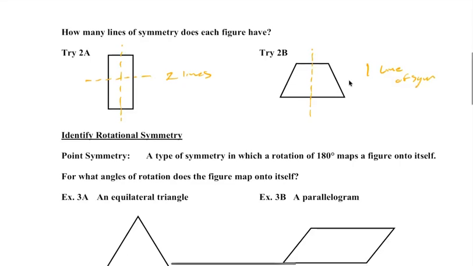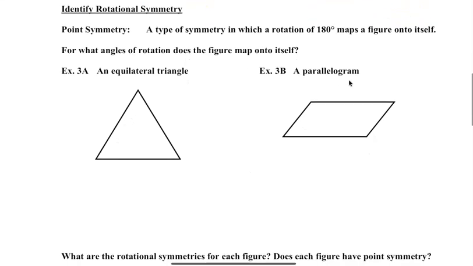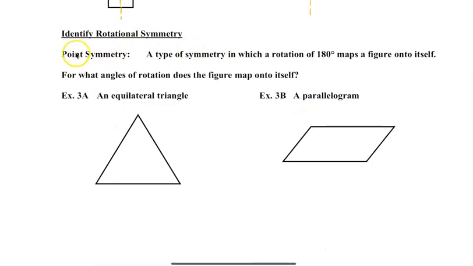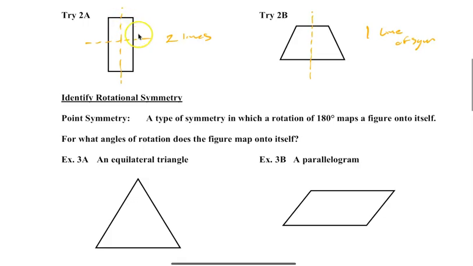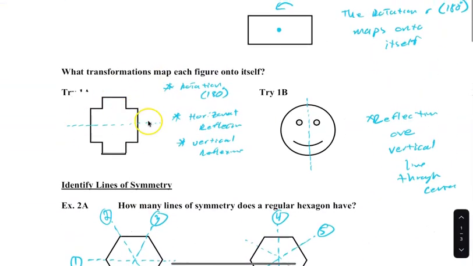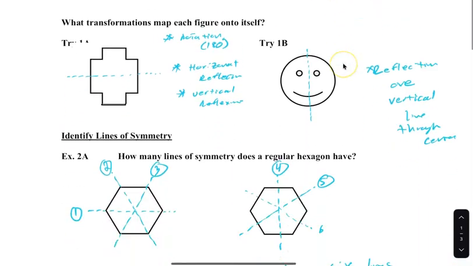Okay, how about rotations? How many different ways can I rotate it and have it map to itself? So far, we've been doing a lot of point symmetry. Point symmetry is a type of symmetry in which a 180-degree rotation maps the figure onto itself. So like here, if I rotate that 180 degrees, I get the same picture, just like we did up here with this guy and with our rectangles up there.